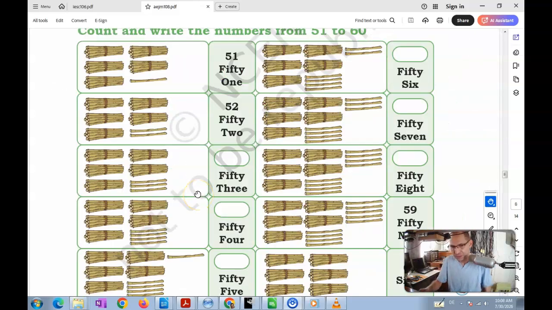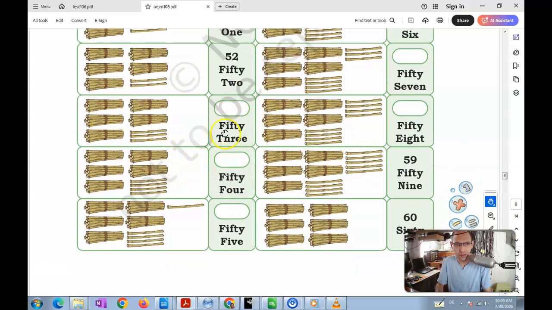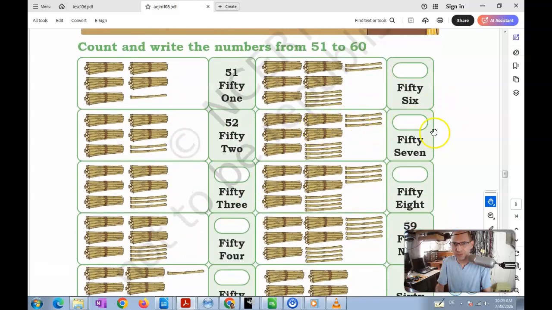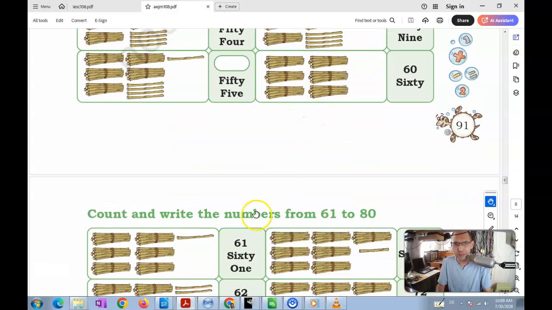Okay, so the rest of the numbers is going to be the same story. For example, a 51 would be 5 groups of 10 and a 1. A 52 would be 5 groups of 10 and a 2. 5 groups of 10 and a 3 would be 53, and in the same way 54, 55, 56, 57, 58, 59, and 60 would be 6 groups of 10.